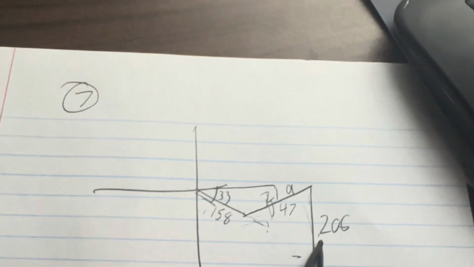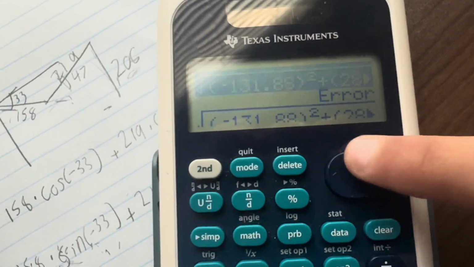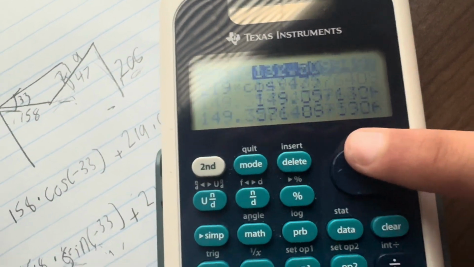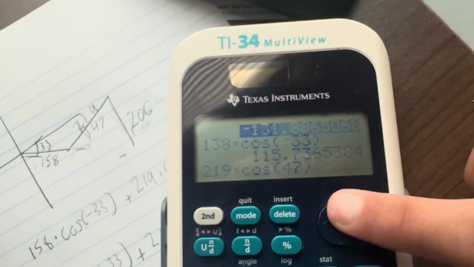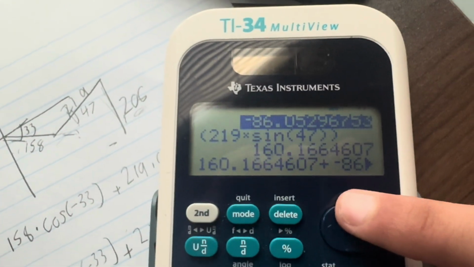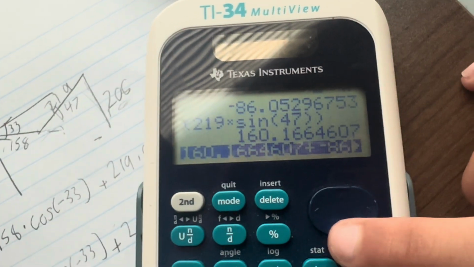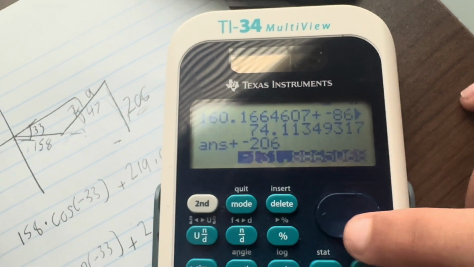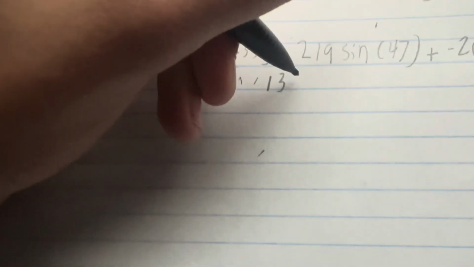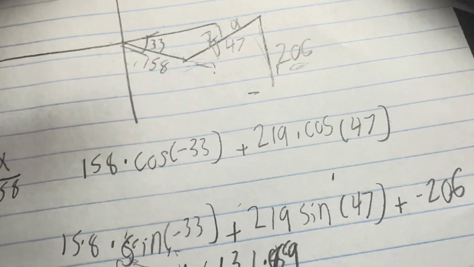And now that we're talking in the y direction, this 206 now becomes important. So now we're going to subtract, or add negative 206, just to make it easier. I also did the math on this one. Let me just scroll up to it. I've done all the work for all of these. Here we go. So here's 219 sine, here's your 158 sine. Add those together and then you get that final answer. Subtract 206, you get 131.89. Let me actually write both of these down. 131.889.